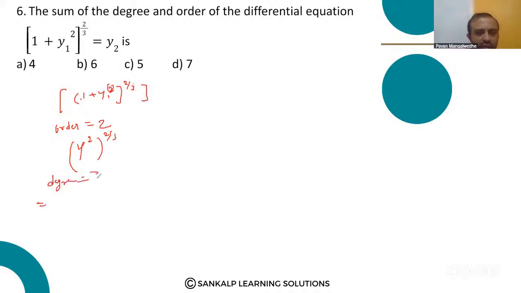Degree is 3. So the sum of the order and degree of the equation is 2 plus 3, that is nothing but 5. Answer C is the correct option.